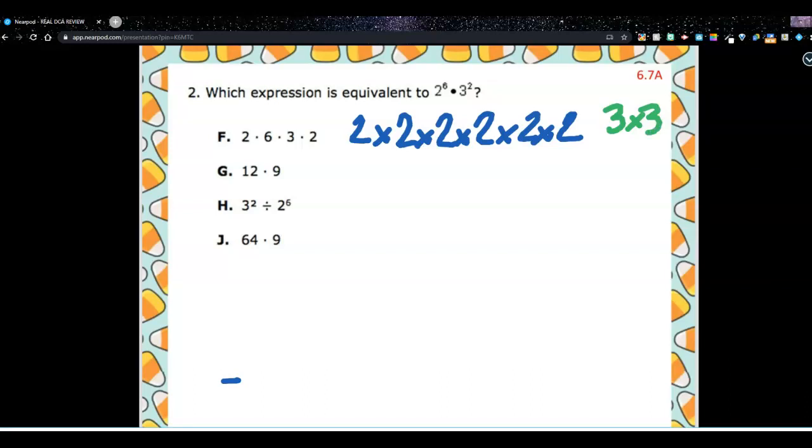Okay, so let's look at what our answer choices are, because it's always a good strategy to check your answer choices to see if there's anything you can get rid of. Well, I know exponents is multiplying my base a number of times here.